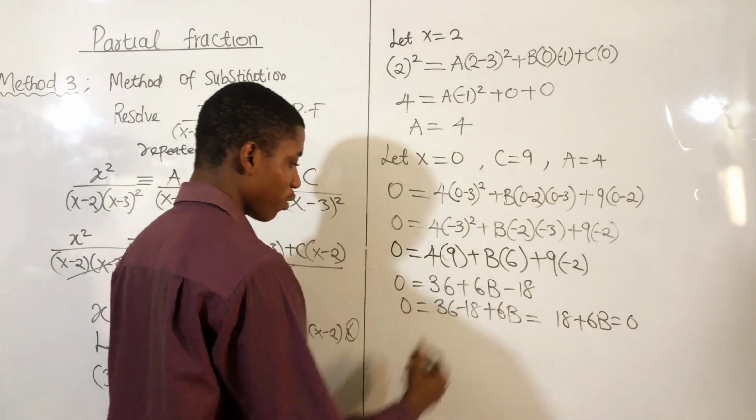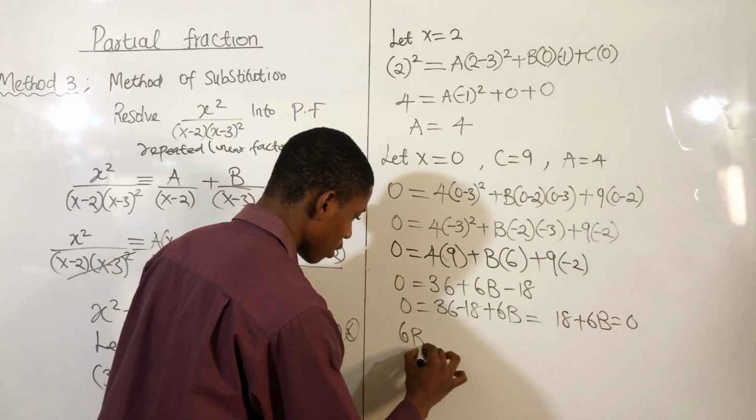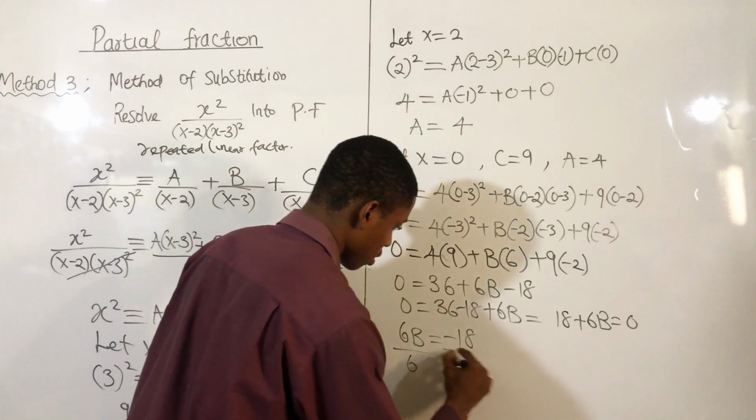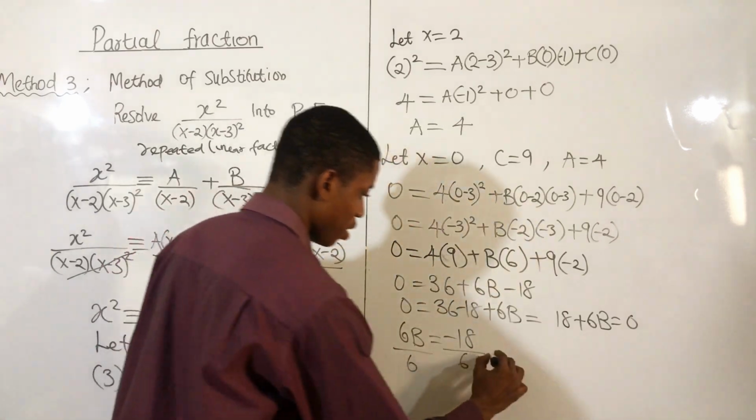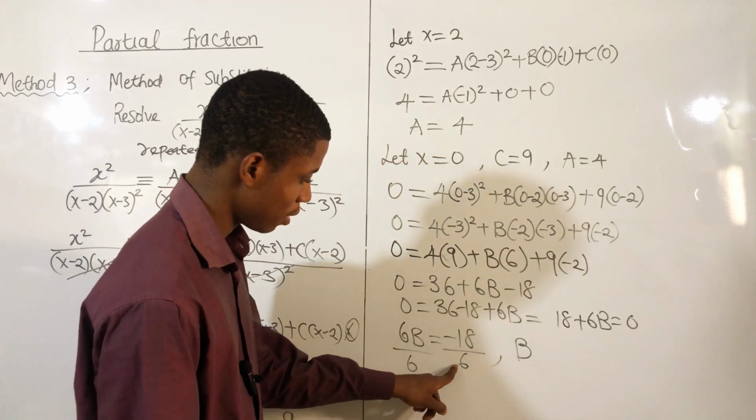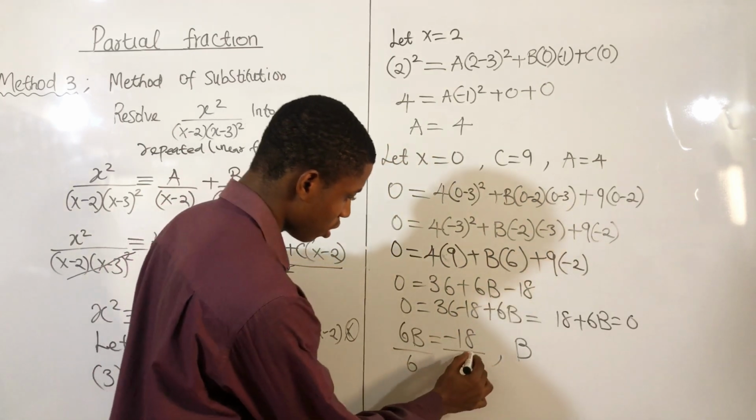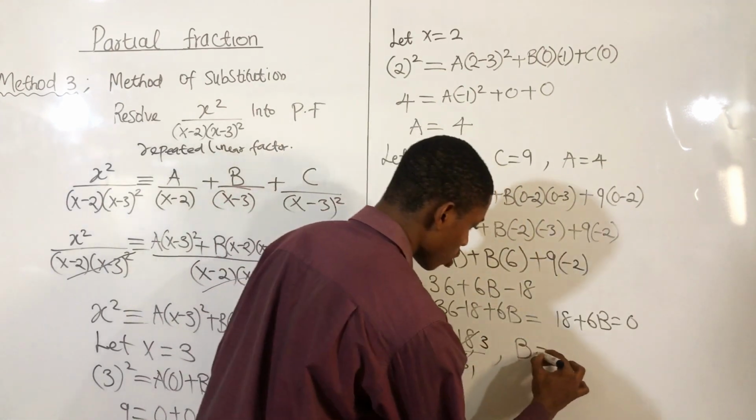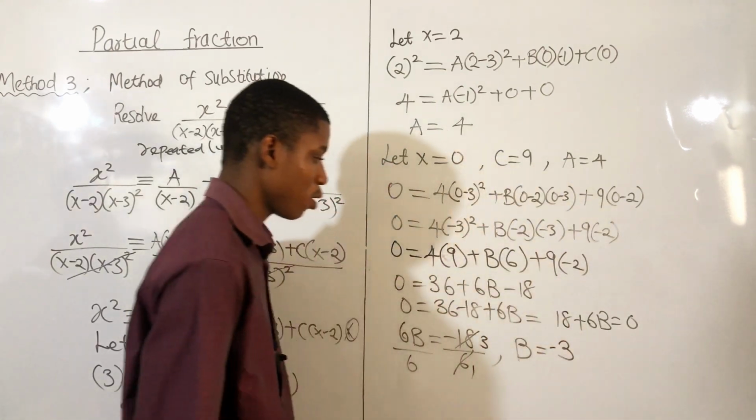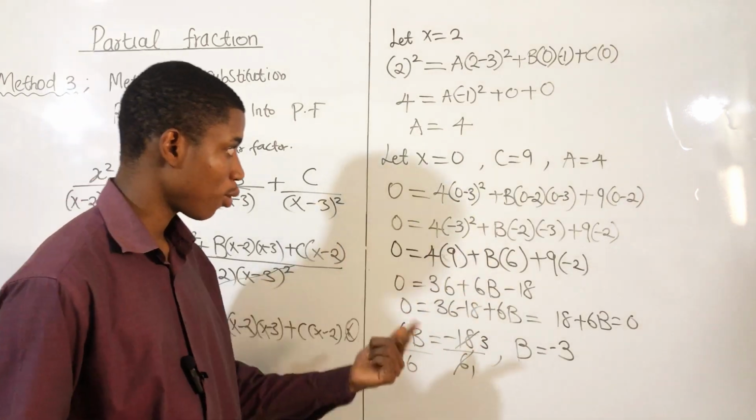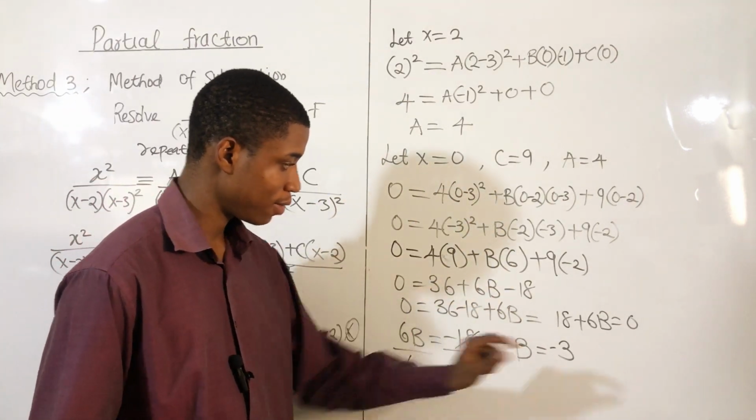So we have 6B is equal to negative 18. Divide both sides by 6. So we have B is equal to negative 18 over 6. This will go into this 1, this will go into this 3. So B is equal to negative 3. So therefore we have the values of A, B, and C. A is 4, C is 9, and B is negative 3.